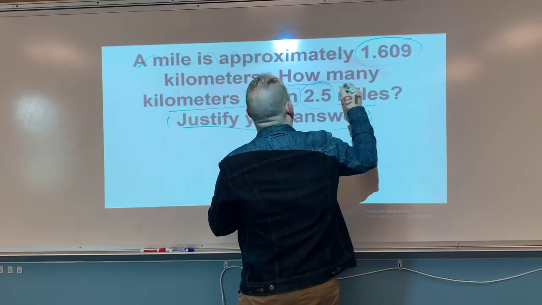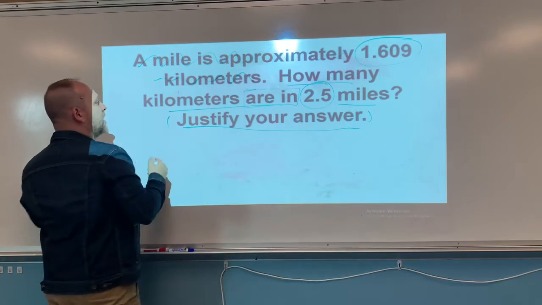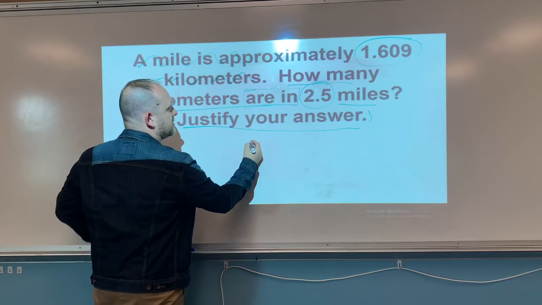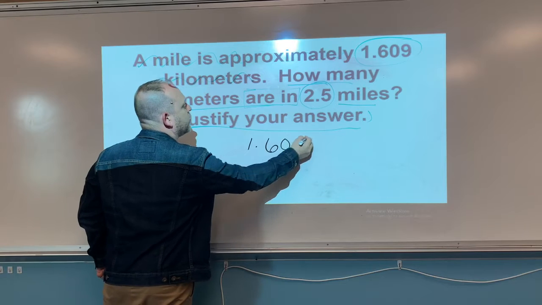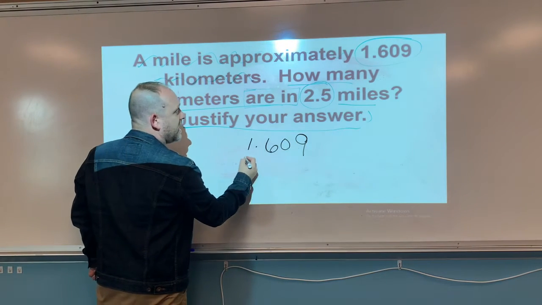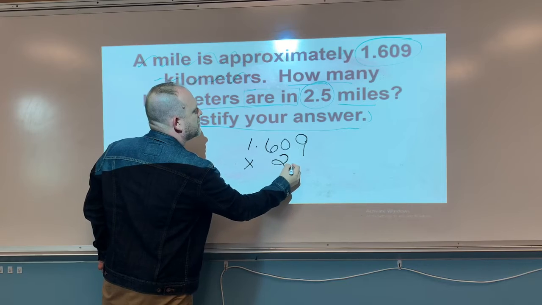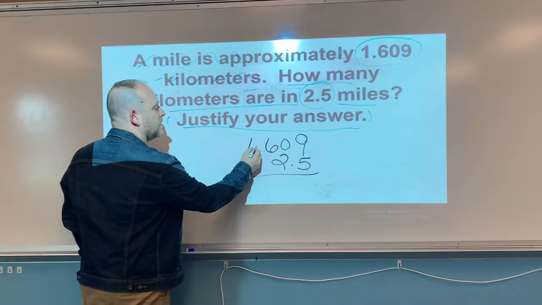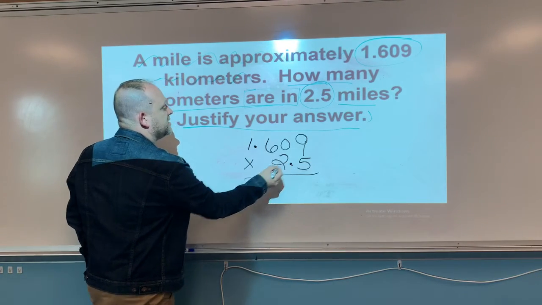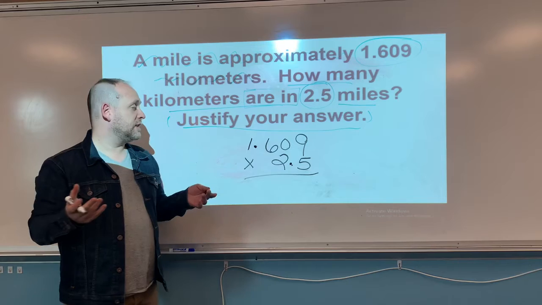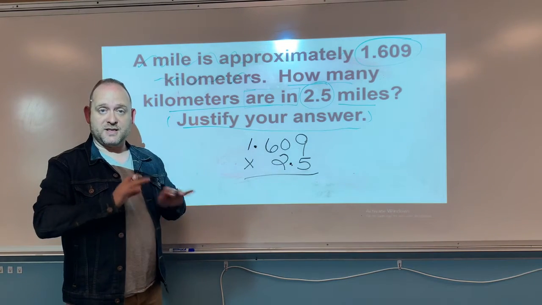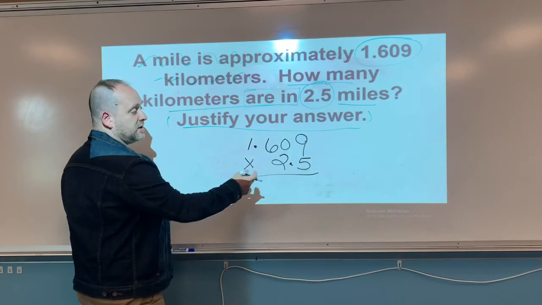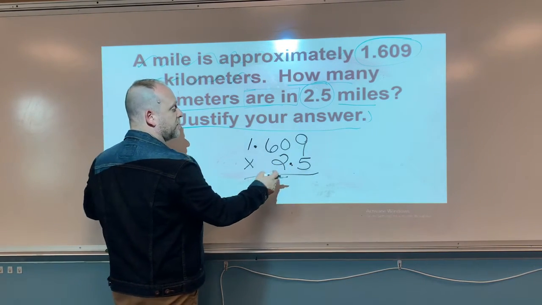So I just don't have to worry about it anymore. All right, let's go ahead and rewrite our problem. So I'm going to have 1.609, or 1 and 609 thousandths, times 2 and 5 tenths, or 2.5. Now, when I am multiplying this out, just like any other time we're doing this, I'm not going to worry about my decimal points until the end. We're just going to pretend like they're not there for all purposes of multiplication. So we're just going to do this like we're multiplying regular digits, whole numbers, integers.